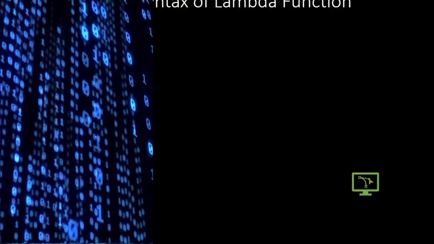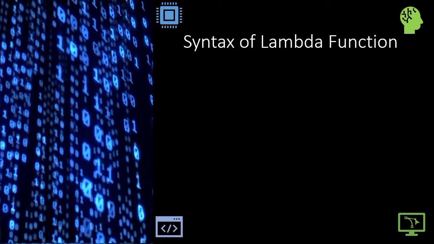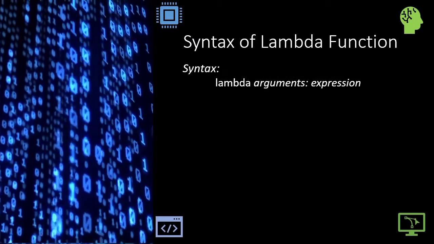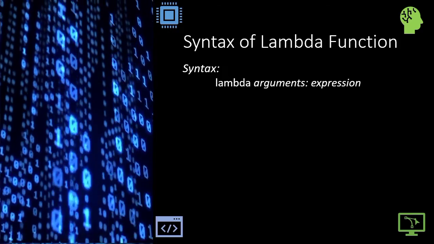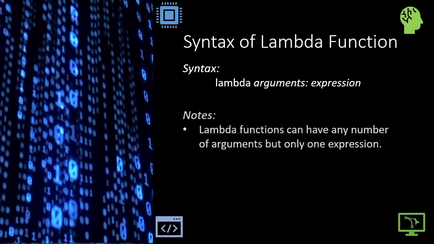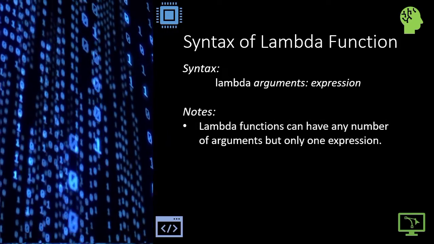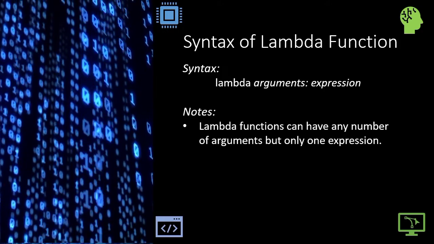Now let's understand the syntax for writing a lambda function. For making a lambda function, we just have to write the keyword lambda, and after that we have to provide the arguments that it is going to take, and we have to put a colon, and after that we have to write the expression or the thing that it is going to perform.